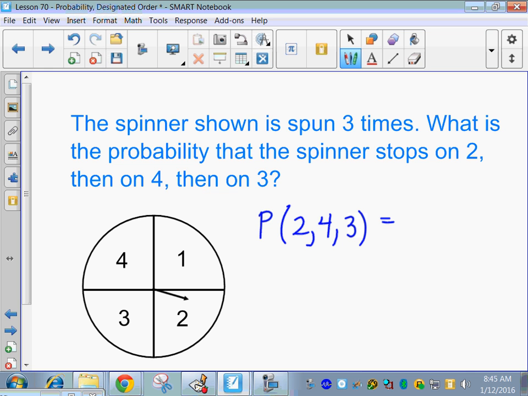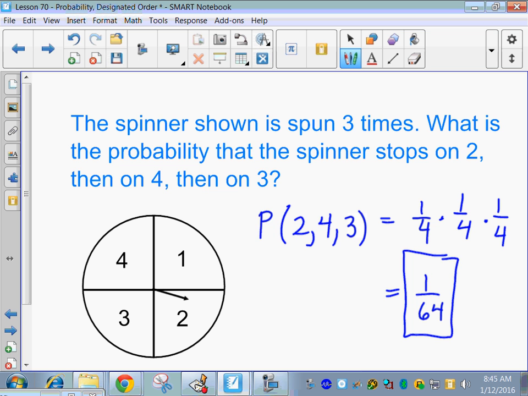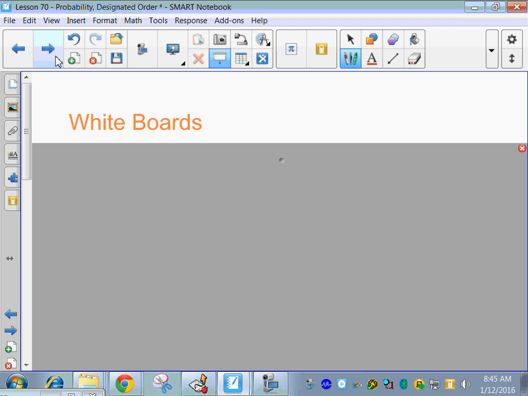What's the probability of getting a 2? 1/4. What's the probability of getting a 4? 1/4. What's the probability of getting a 3? 1/4. So that's all going to equal 1/64. Okay, let's try it on the whiteboard.